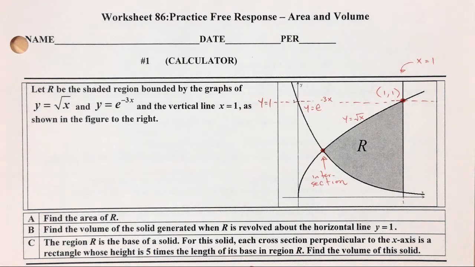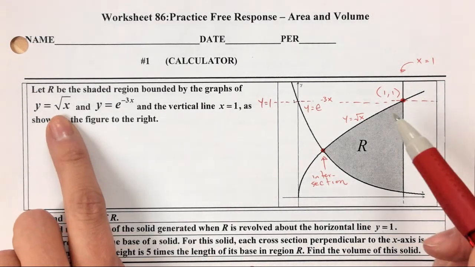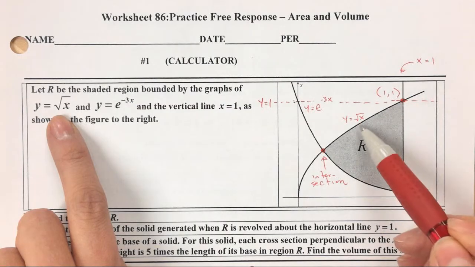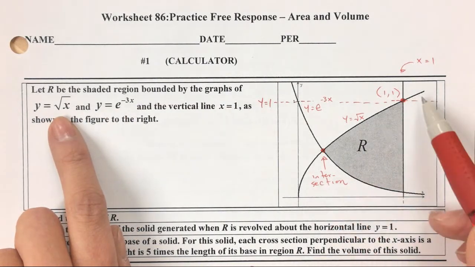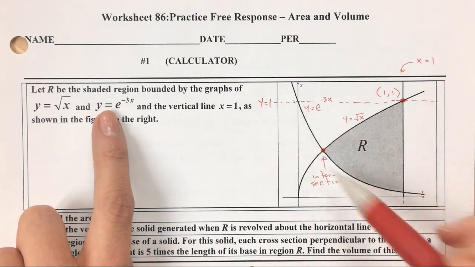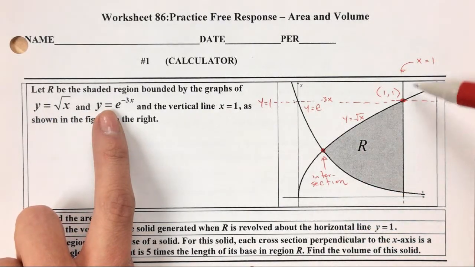Alright, let's talk about area and volume. So what I did first is I identified on my graph which curve is which. I know root x looks something like that, so this must be the other one. And then I have my x equals 1 as a vertical line right here, x equals 1.